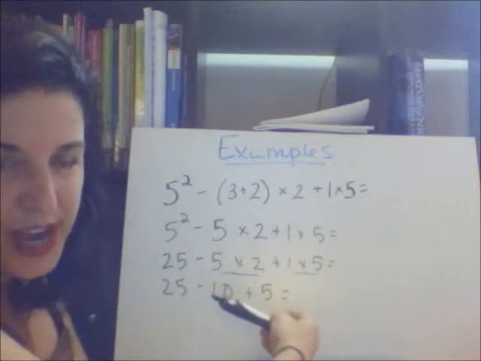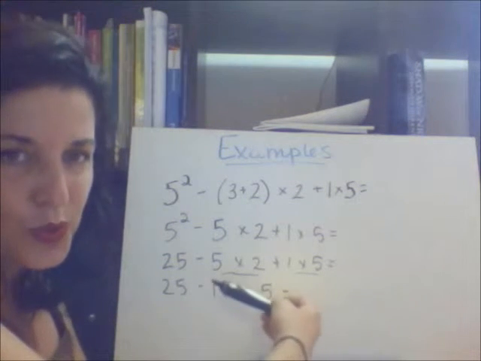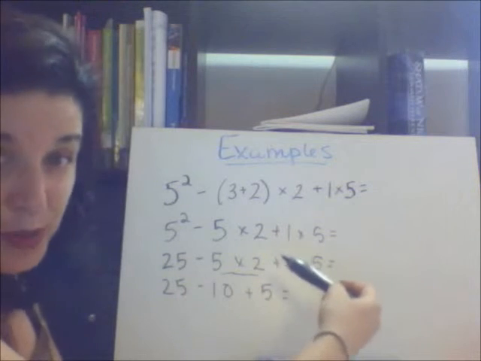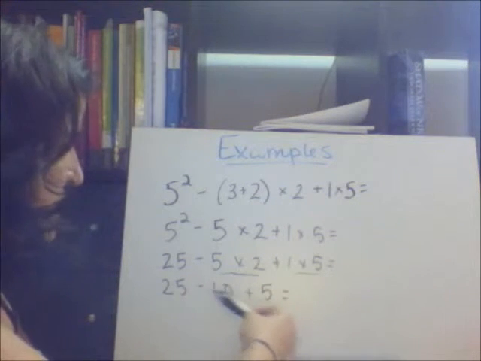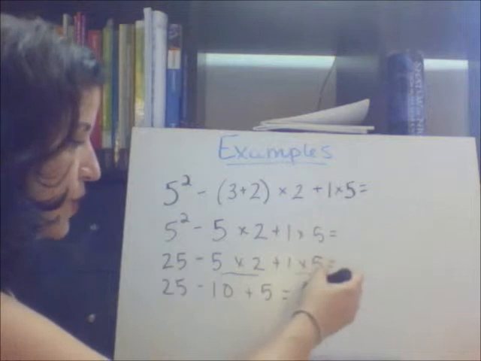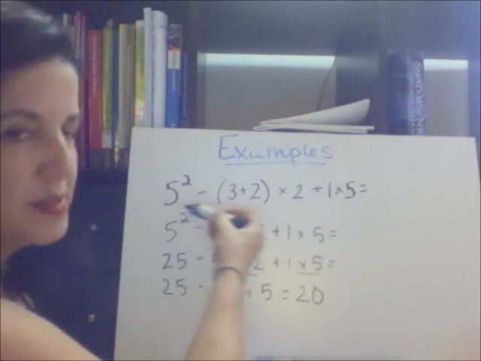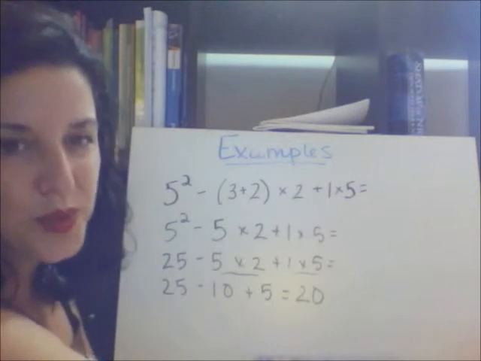Remember, the last part of our acronym, A and S, is addition or subtraction, left to right. So 25 take away 10 is 15, plus 5 equals 20. And the answer to this big, long, complicated problem is 20.